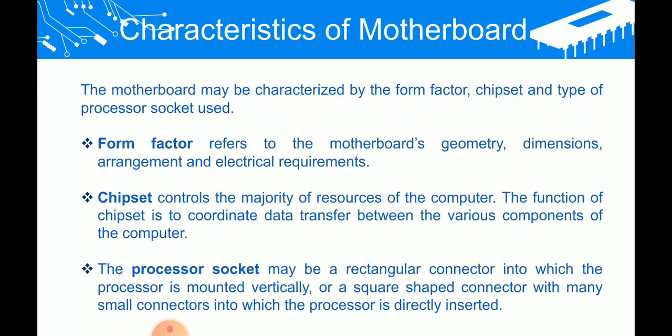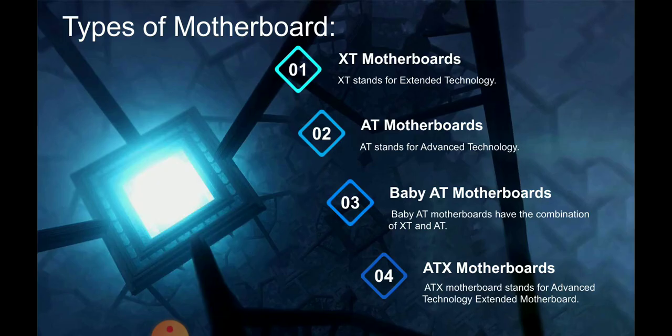Let's see the types of motherboard. There are various types of motherboard. Here are the 4 types: XT motherboards, AT motherboards, baby AT motherboards and ATX motherboards. XT stands for extended technology. These are the old model motherboards. In this, the processor socket is of the old model, that is low insertion force sockets are used, DIMM RAM slots are used and ISA slots are used.